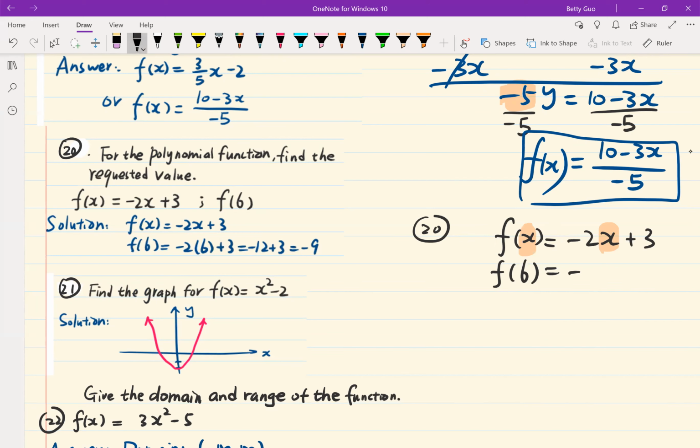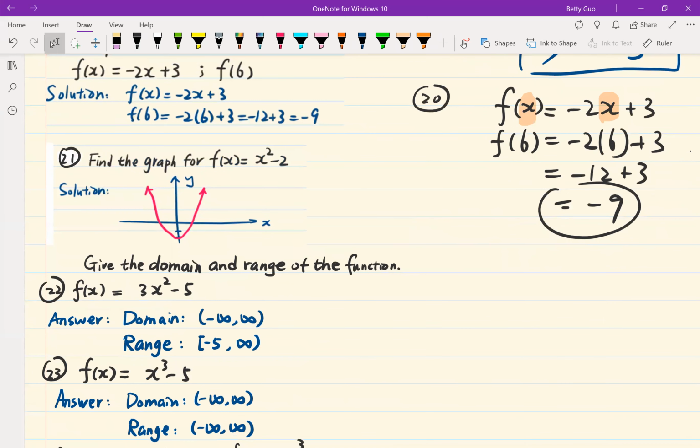So we have a negative 2, copy negative 2. Do not copy x, instead put a 6 there, plus 3. Negative 2 times 6, negative 12, plus 3, negative 9. The final answer is negative 9 for number 20.